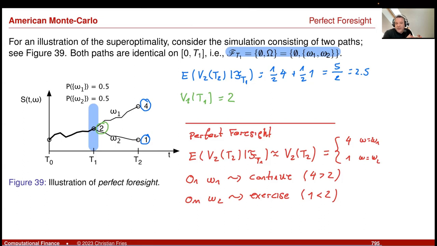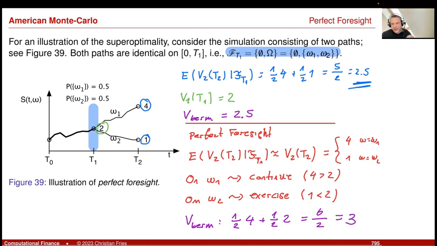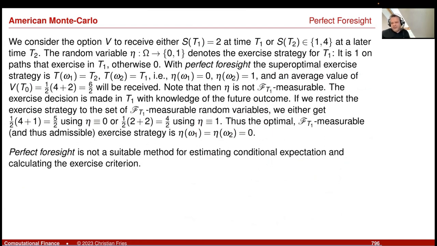So you see, valuing the Bermudan option with this foresight will generate a much higher value. Here you get the best value, 2.5. And here for the Bermudan we get 1/2 continue plus 1/2 exercise, so actually 6 divided by 2, which is 3. So I have a foresight bias. I have super optimal exercise. The option value is far too high. Here in the script is just the description of what I just did with my pen, and the conclusion that perfect foresight is, of course, not suitable for estimating the conditional expectation.